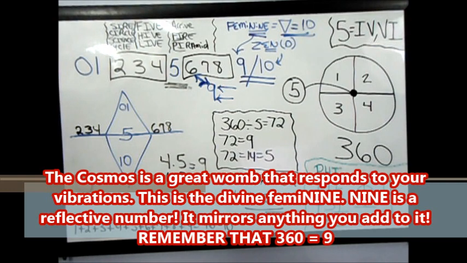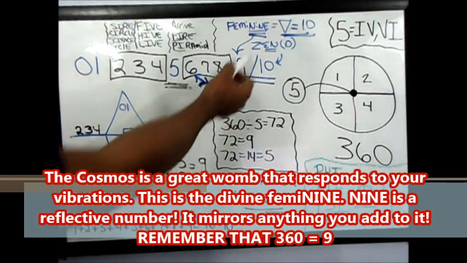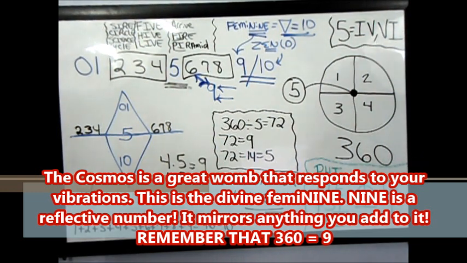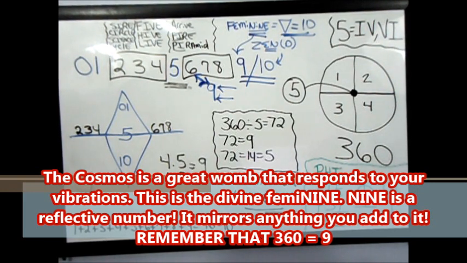call a reflective number. Now we see why the number 9 is feminine, because the feminine is a reflective creature. She's a magnetic creature, and think of Mother Nature. She reflects to you what you put out. This is the ripple effect, ladies and gentlemen.